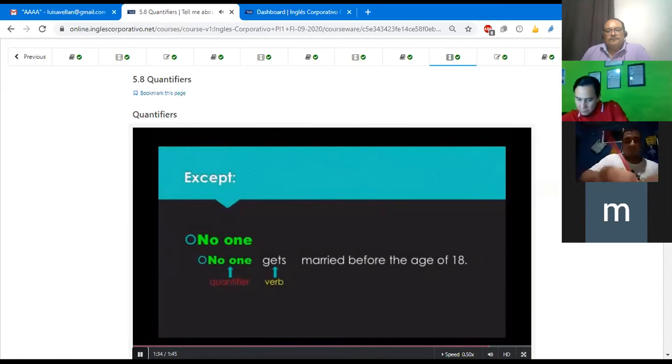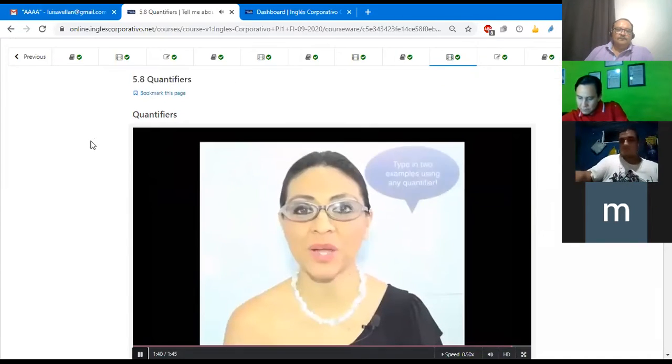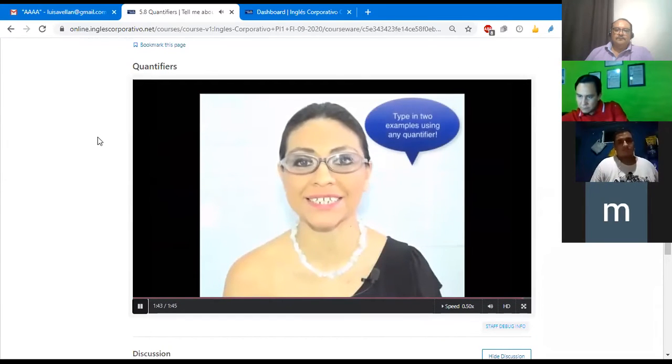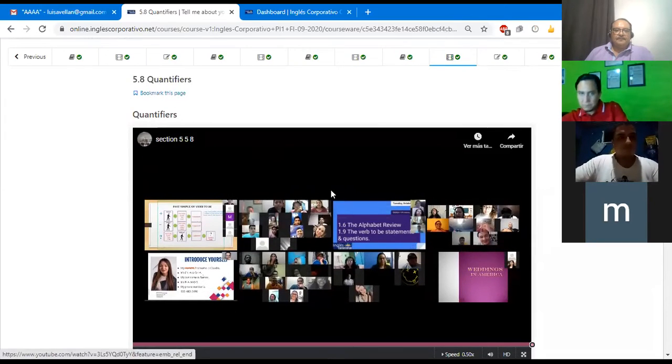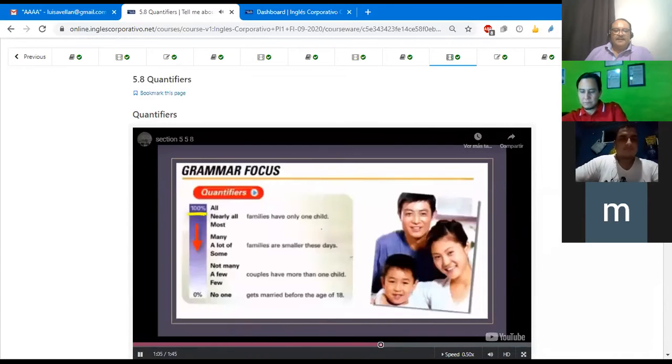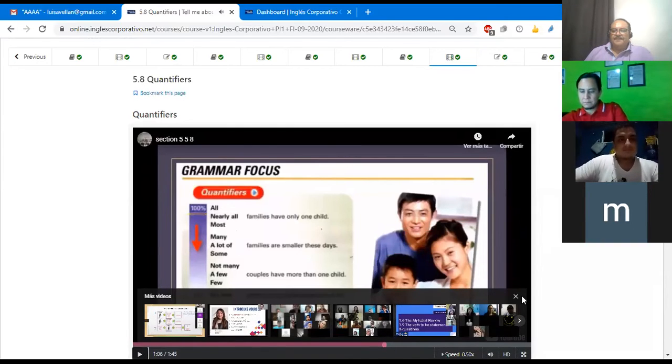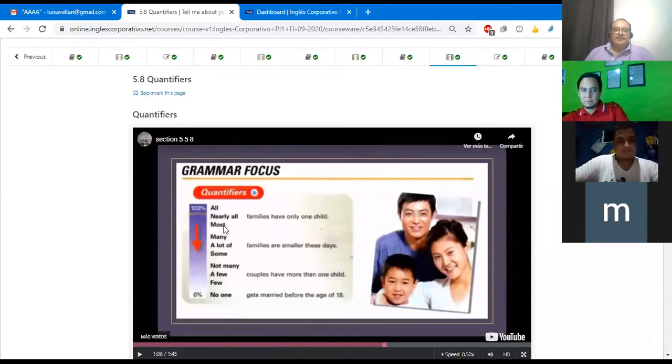As a tip, ask your teacher to remind you about count nouns so you are able to use these quantifiers. Type in two examples using any quantifier you want. Okay, good. So this is a reminder of the quantifiers that we have been using. You work down the scale. Just remember the vocabulary, which is all, nearly all, most. And yesterday we said that most is different from almost, right? Many, a lot of, some, not many, a few, and no one.